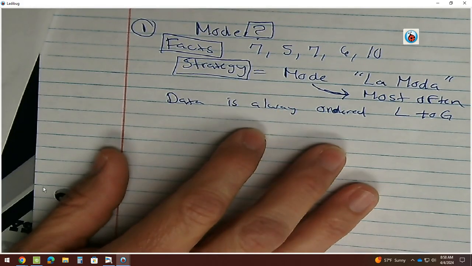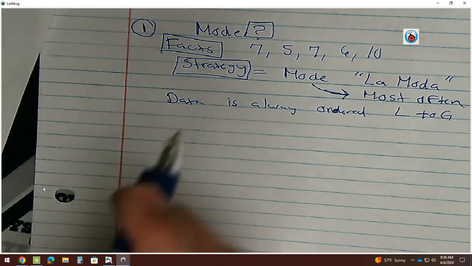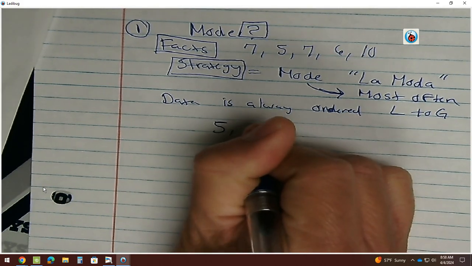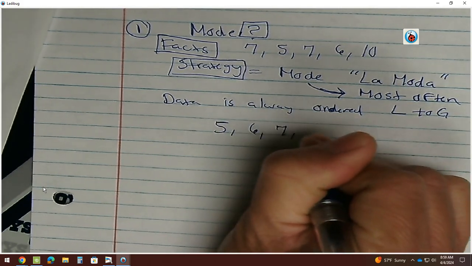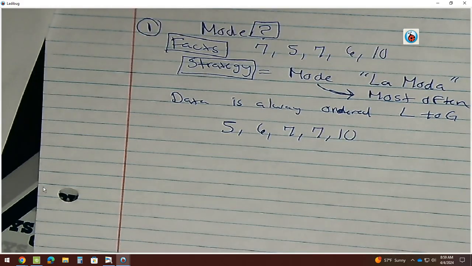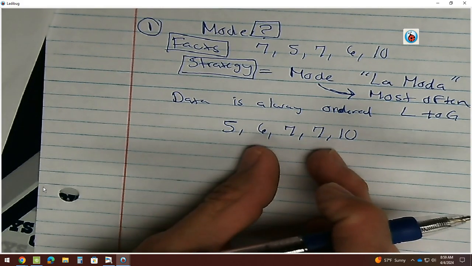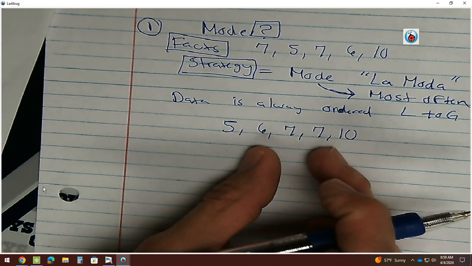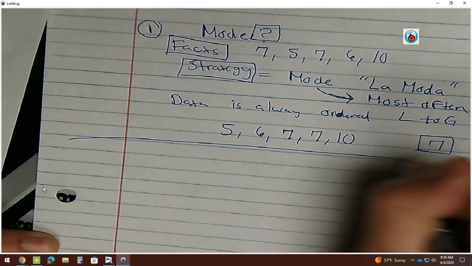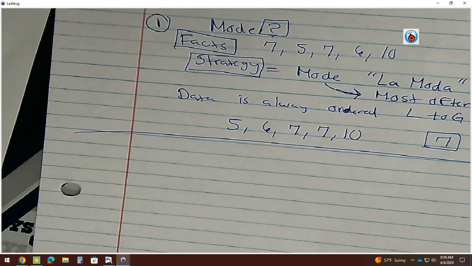So now that I have the strategy, let's do it. Let's put them in order. Who's first? 5. Who's next? 6. Who's next? 7. Who's next? 7. Who's next? 10. The other reason you can put them in order is that you can quickly see who's coming most often, because they're chunked together. Who comes up more often? 7. So the answer is going to be 7. Box it here. Draw a line. I'm done with number 1. Questions with number 1?